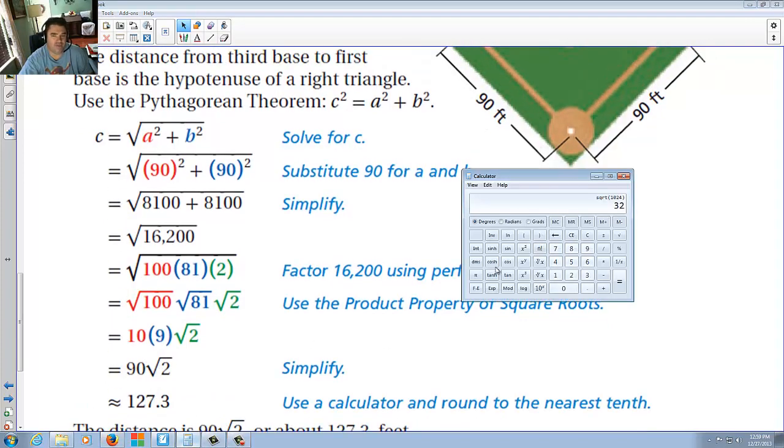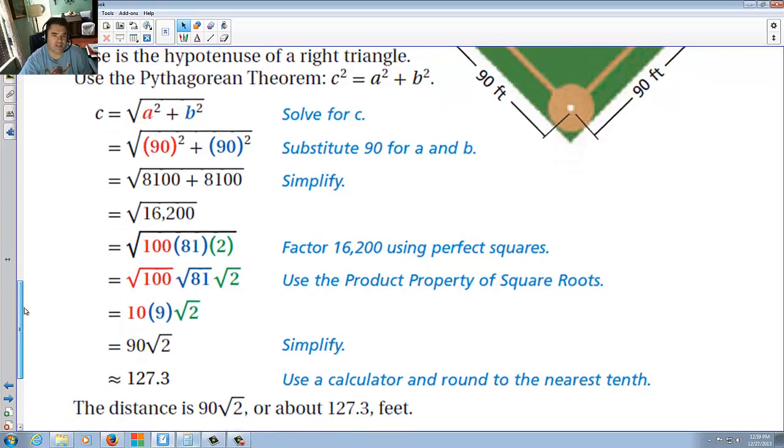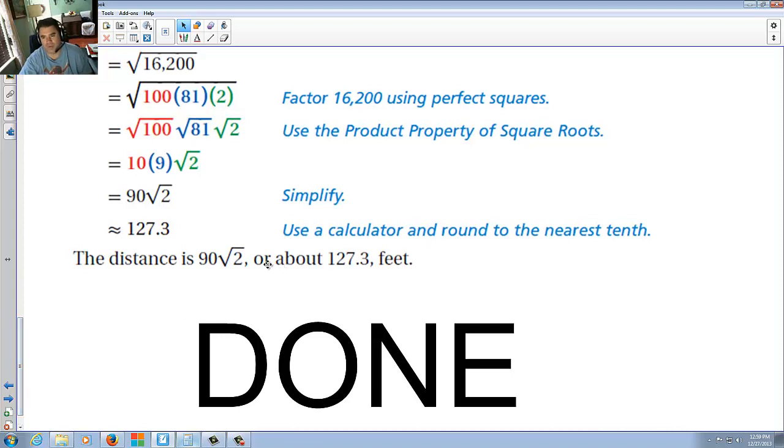You're like, no it ain't. Well, let's find out. Root of 2 is this times 90. 127.279. Yeah, that's what it is. So the distance is 90 times square root of 2, or 127.3 feet. We will be definitely doing some examples in class.